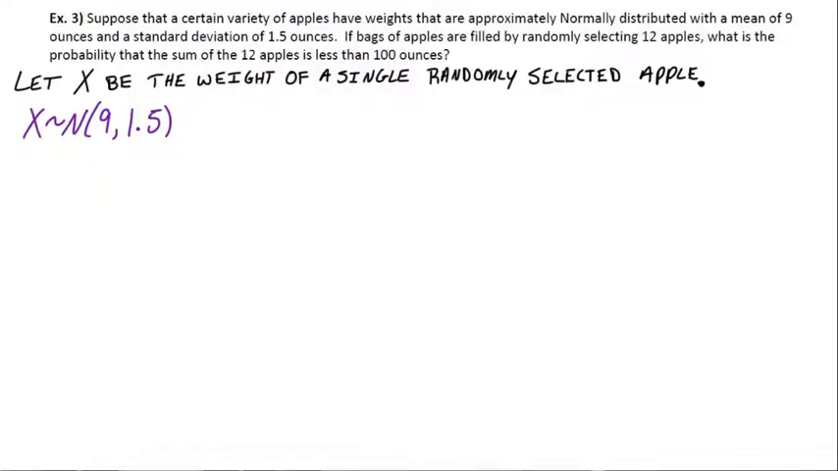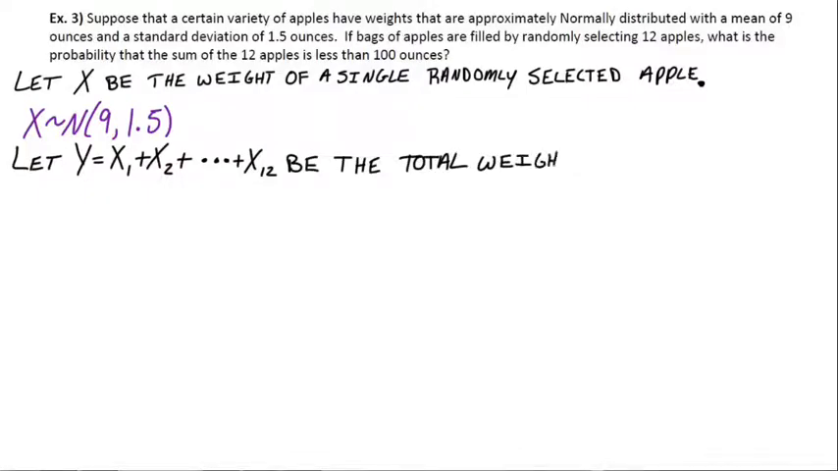But we want to know about the sum of 12 apples. So I'm going to make a new random variable. Let's call it Y. You can call it whatever you want. And that's just going to be 12 different X's, right? 12 individual apples that are randomly selected. X is the weight of a single randomly selected apple. So now let's say what Y is. We're going to let Y represent the total weight from the 12 randomly selected apples.